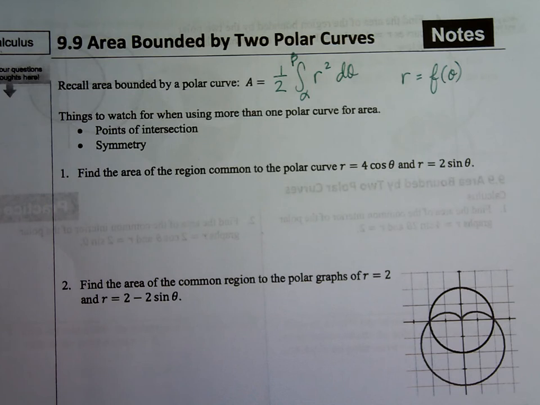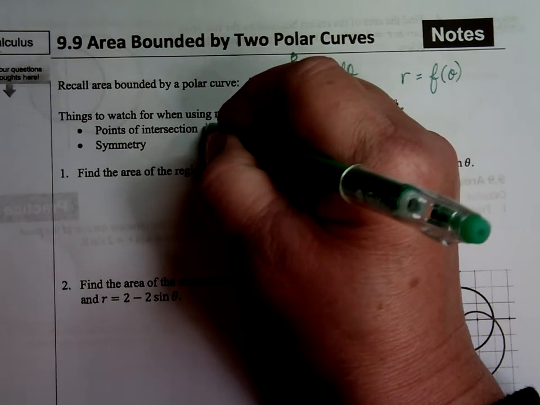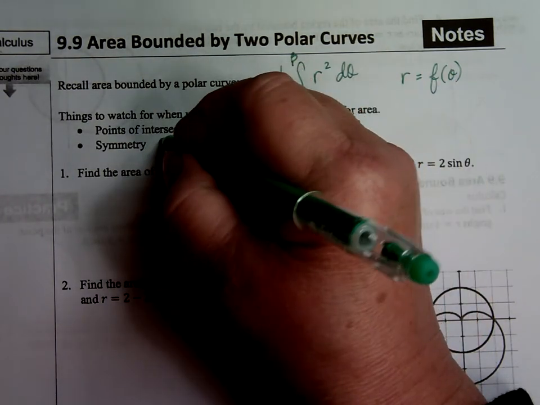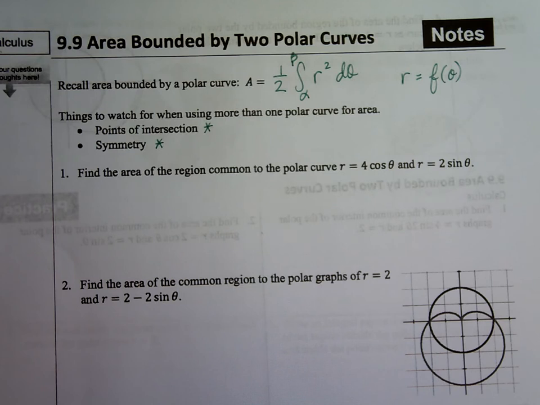So things to watch for when using more than one polar curve for area are points of intersection. They're going to be huge to us. And symmetry. Use symmetry whenever you can, because that's going to help you out with it not being such a large equation. You can do things a little more simply.